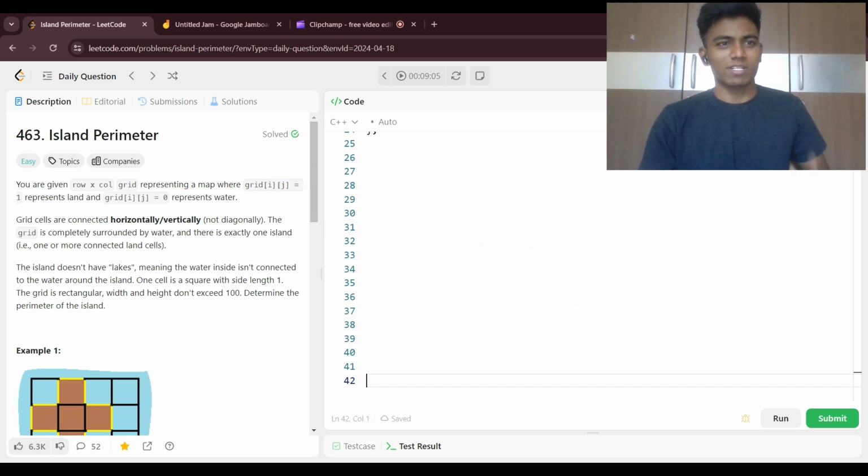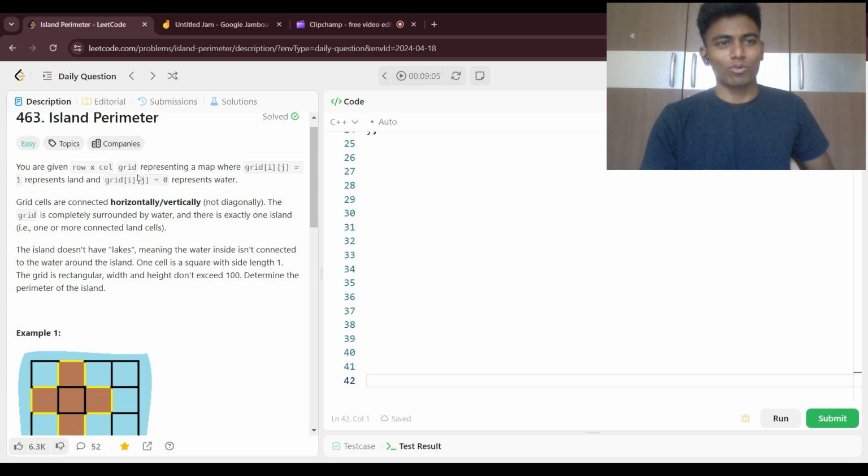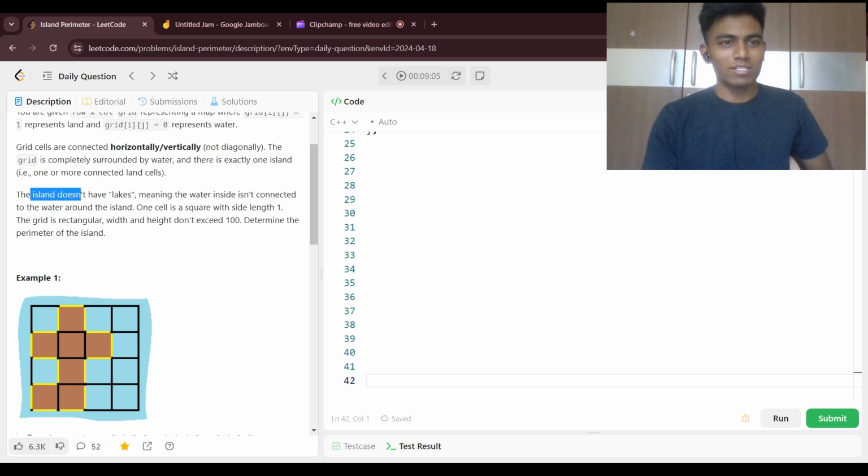So today we are going to be discussing today's LeetCode question, which is Island Perimeter. We are given a grid which consists of rows and columns, and grid of i j equal to 1 means it is land, and grid of i j equal to 0 means it is water. Grid cells are connected horizontally and vertically, not diagonally, and the grid is completely surrounded by water, and there is exactly one island, that is one or more connected land cells. These islands don't have lakes, meaning that water inside isn't connected to the water around the island.